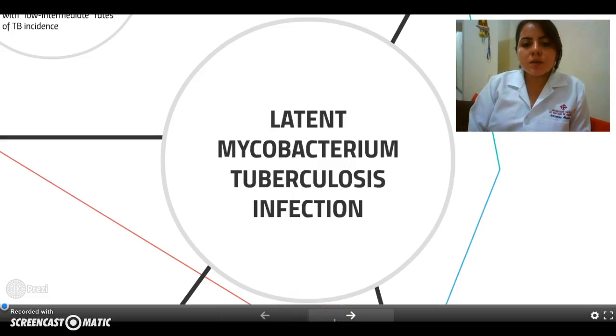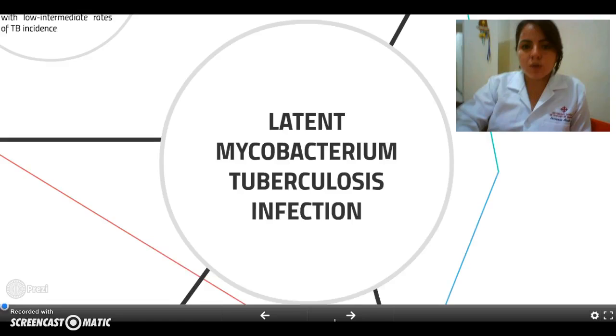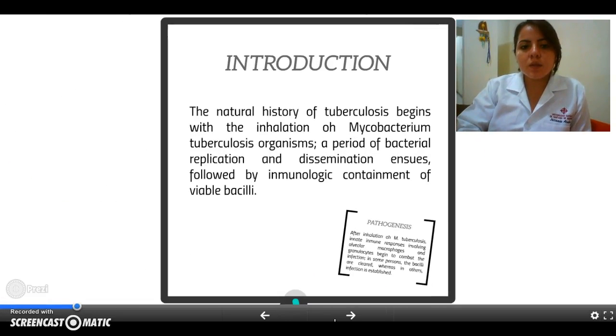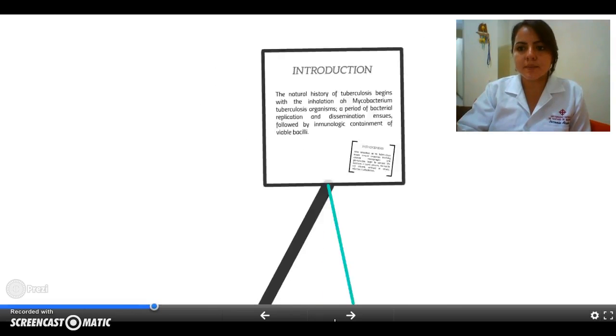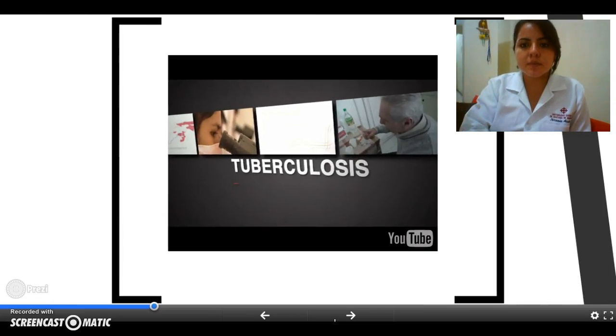Latent Mycobacterium tuberculosis infection. Introduction. The natural story of tuberculosis begins with the inhalation of Mycobacterium tuberculosis organisms. A period of bacterial replication and dissemination ensued, followed by immunologic containment of viable bacilli. The video.